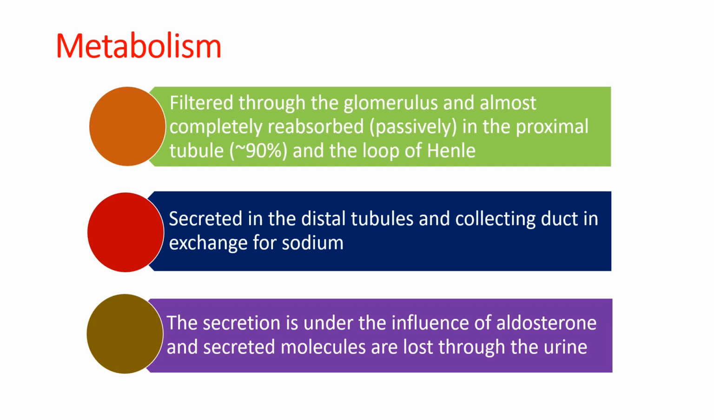Meaning that in an acidotic condition, where the body has a lot of hydrogen ion in circulation, more hydrogen ion will be excreted in exchange for sodium reabsorption. Whereas in an alkalotic condition, where the body has a very low level of hydrogen ion in circulation, potassium ion will be excreted in exchange for sodium reabsorption.